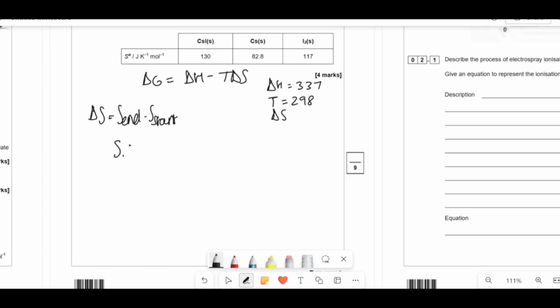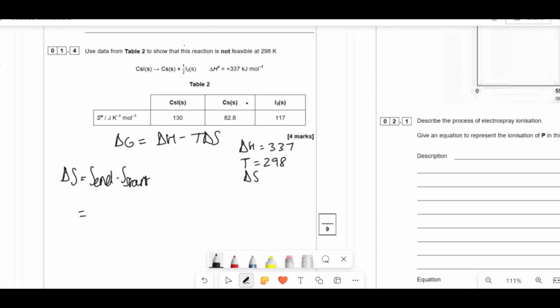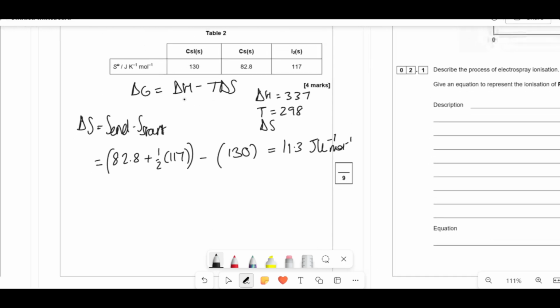So the entropy at the end is going to equal, we've got to do it in terms of its molar ratios and all of that as well. So at the end, we've got 82.8 plus a half of 117, minus the entropy at the start, which is just 130. If we do that, we should get 11.3 joules per Kelvin per mole. Now this formula only works if all the units are consistent, so I'm going to convert this to kilojoules.